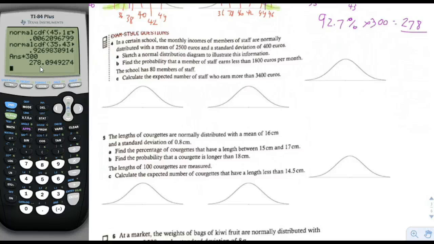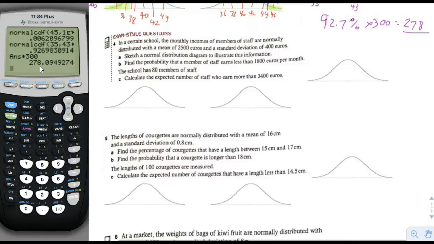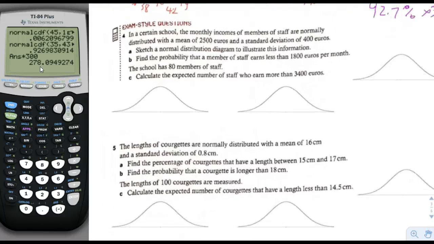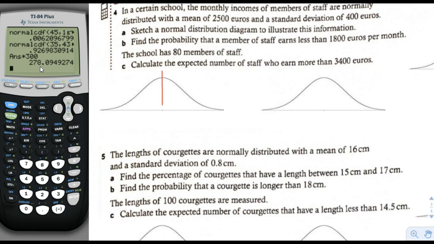In a certain school, the monthly incomes of members of staff are normally distributed with a mean of 2,500 euros and a standard deviation of 400 euros. Sketch a normal distribution diagram to illustrate this information. Now, in this case, they're actually asking us to draw it out. I think it's a good idea to draw it out all the time, even if they don't ask you.